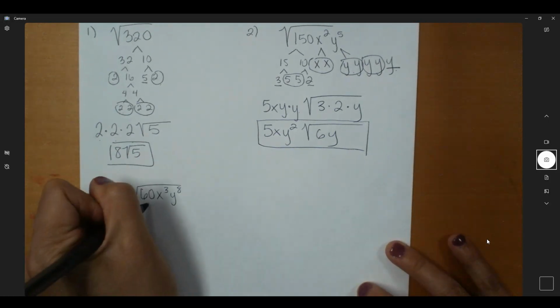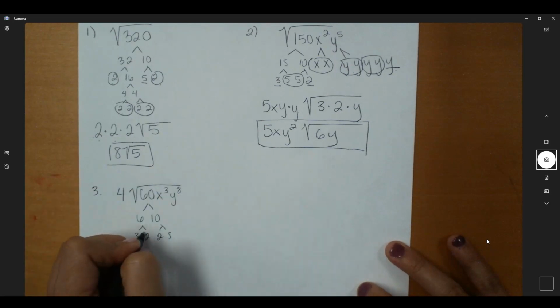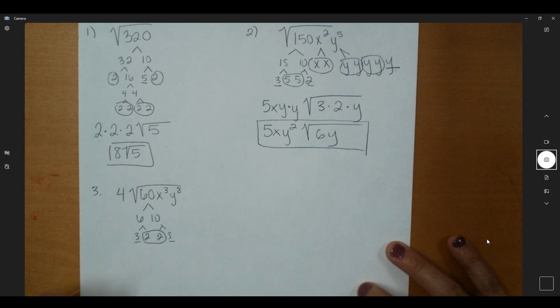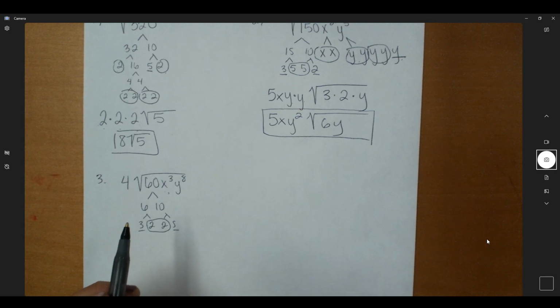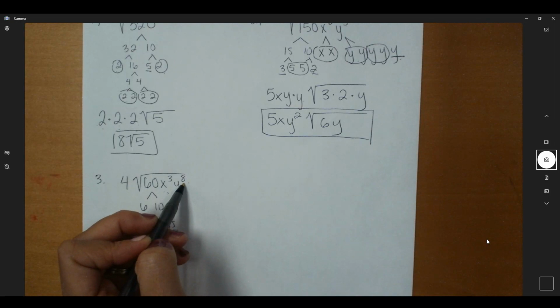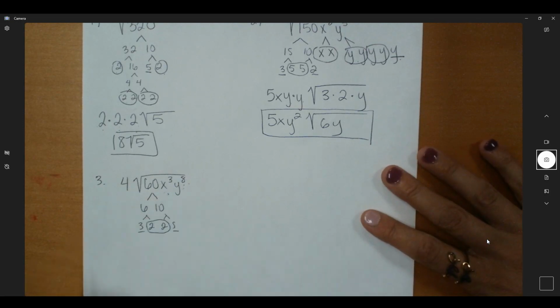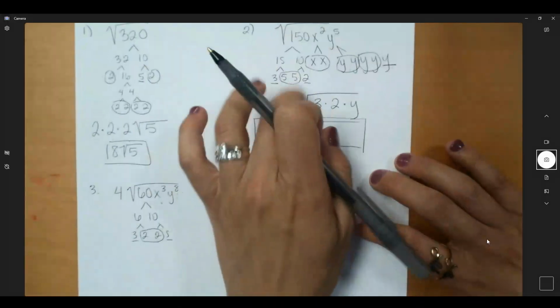All right, so you can do 6 times 10, 3 times 2. Here we can do 2 times 5. This is a pair of 2s with a leftover of 3 and 5. For the x's and y's, I'm not going to write it out. I want you just to think, okay, 3 divided by 2, there's going to be one pair and one leftover. And for the y's, 8 divided by 2 is going to be 4. So there's going to be no leftovers for the y. So there's a 4 out here, and that's what makes this problem different from number 2.